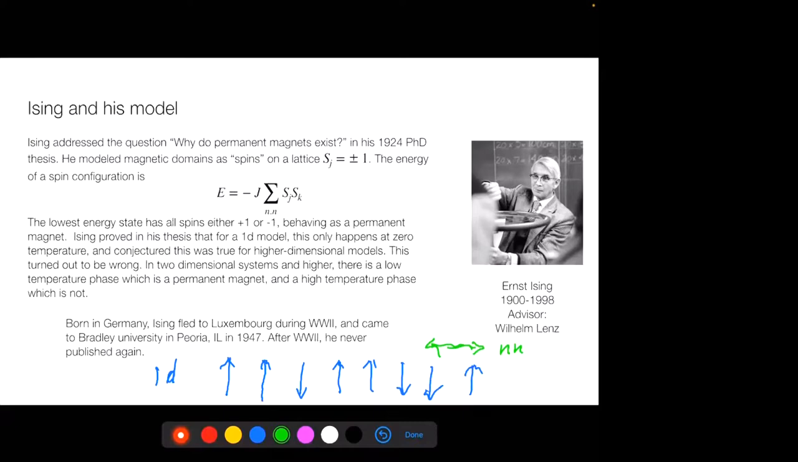And when the war was over, he and his wife immigrated to the United States and settled in Peoria, Illinois, where they worked at Bradley University, so not too far from us. But he never published anything again. Now, one of the funny things is that for reasons that are a little bit lost, we don't call this the Ising model. We call it the Ising model in English.